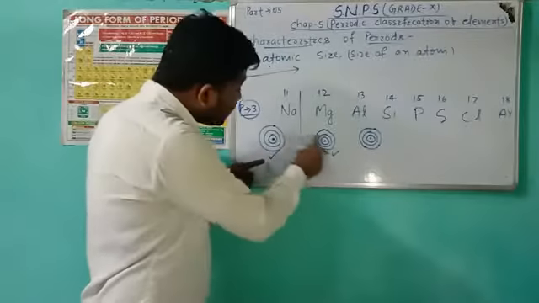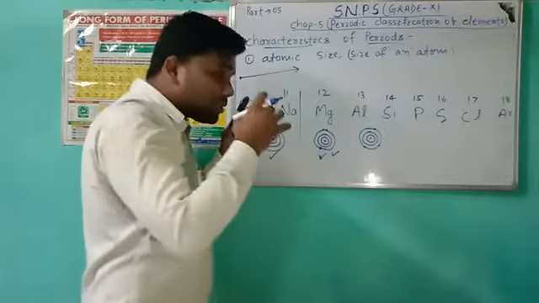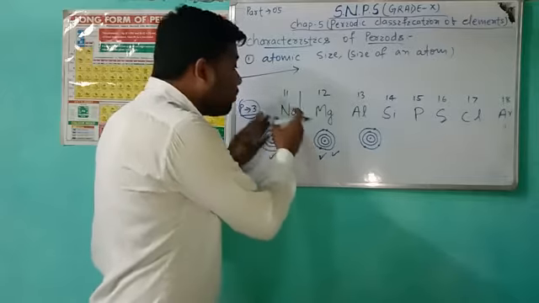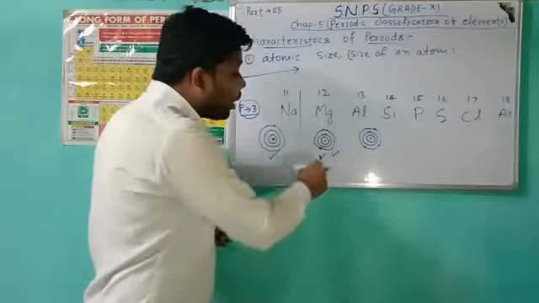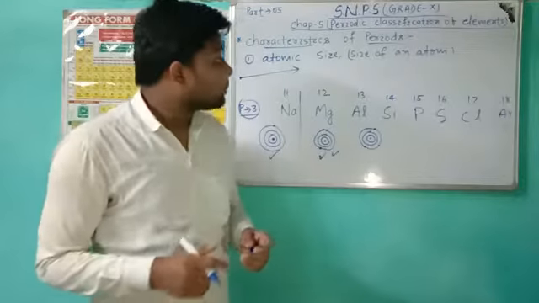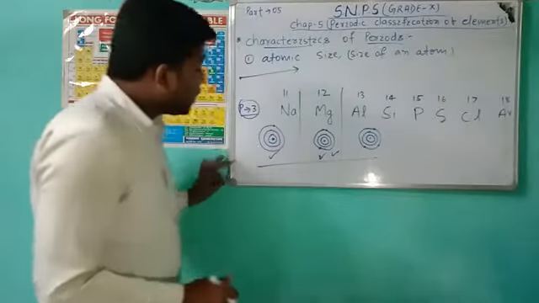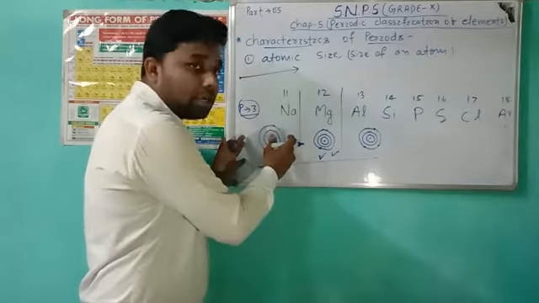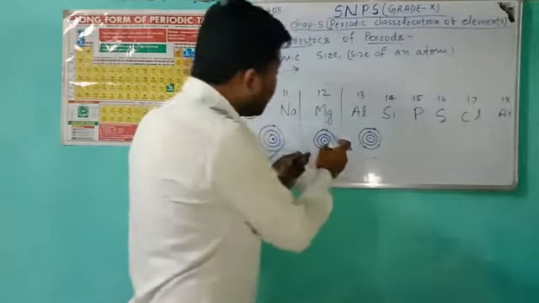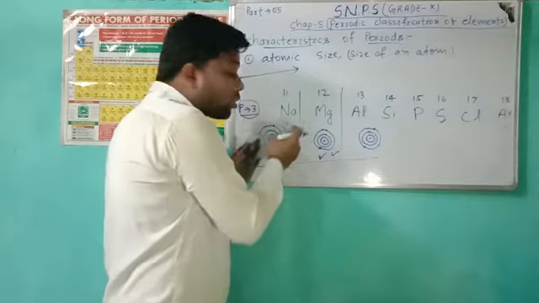So if we compare these two atoms, the size of sodium is a little bit bigger than magnesium. Why? It's all about the attraction forces between the nucleus and the outermost electrons. So if we compare these three, the size of sodium is bigger than magnesium and aluminium, and the size of magnesium is bigger than aluminium but smaller than sodium.